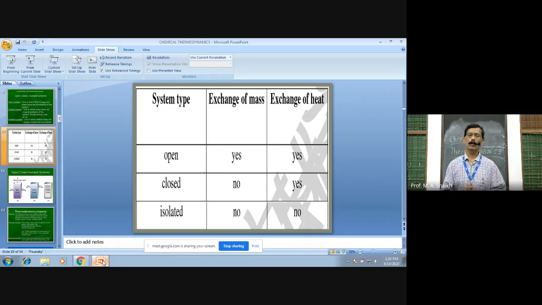Now go for the closed system. In the closed system, there is only exchange of heat energy, and there is no exchange of mass or matter. Therefore, for the exchange of mass or matter, you have to write word no, and for the exchange of heat or heat energy, you have to write word yes.